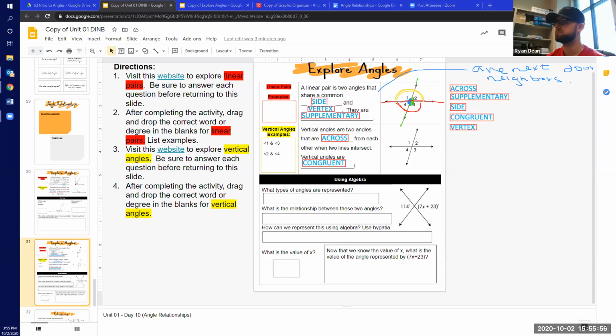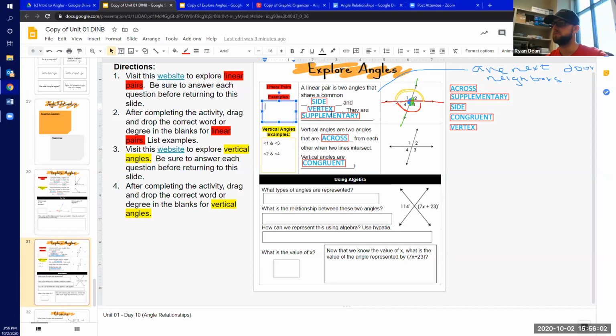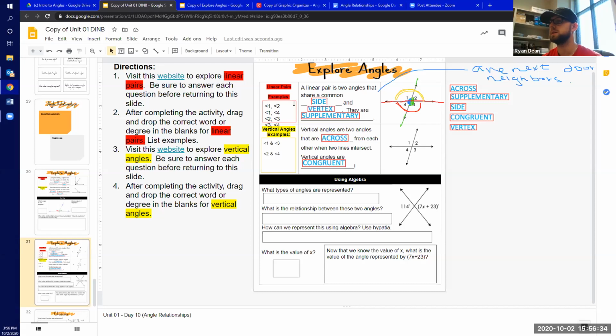Okay, so for linear pair examples, we're actually going to have 4. Okay, so we got angle 1, angle 2. We have angle 1, angle 4. We have angle 2, angle 3. And we also have angle 3, angle 4. This is 4 different sets of linear pairs here.